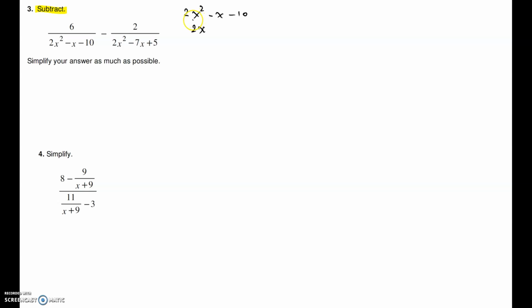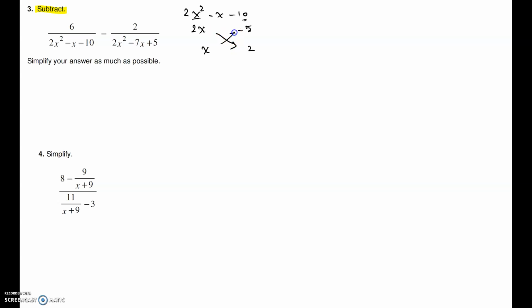So it is 2x squared. This can be written as 2x times x. And then I consider the negative 10, which is either negative 5 times 2 or 2 times negative 5. So I'm going to pick negative 5 times 2. If this doesn't work, we can always change it. It's only a trial and error method.